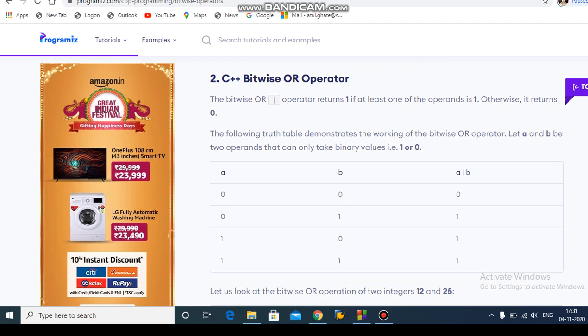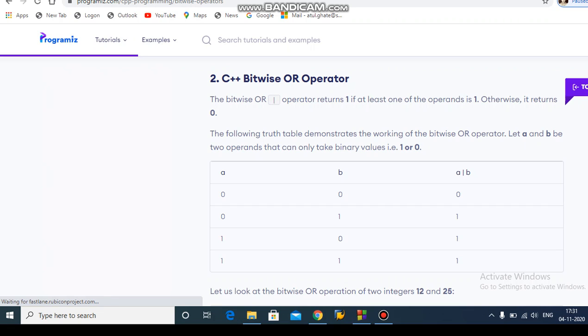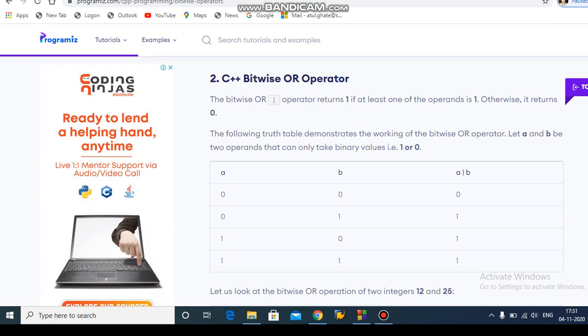So A consists of 0, 0, 1, 1. This is the fixed value. Then B consists of 0, 1, 0, 1. This is the core condition. The truth table is fixed, so there are no changes. Your operator is OR, single OR, that is bitwise OR. So A OR B. In the first condition, A equals 0 and B equals 0, the OR result is 0. A equals 0 and B equals 0 means A is false and B is also false. Then the result is false, meaning 0.